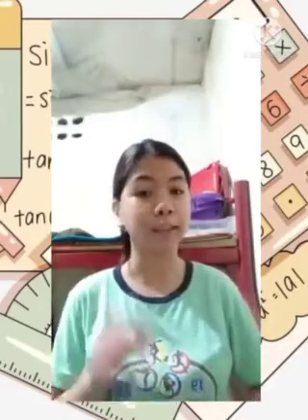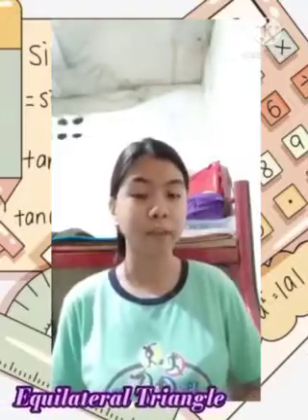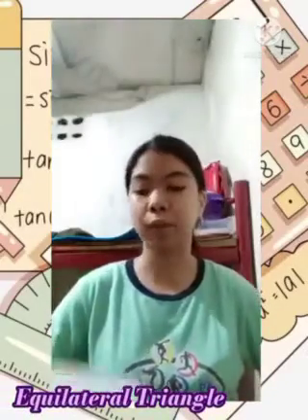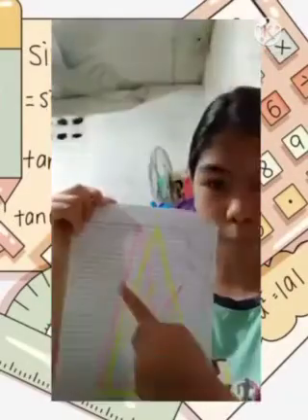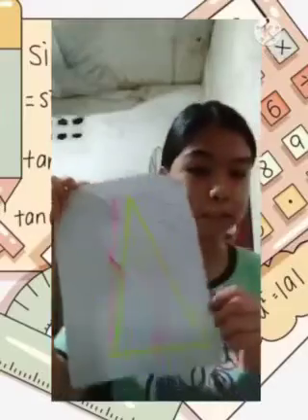If a triangle has three congruent sides, it's called an equilateral triangle. So, this is an equilateral triangle with three congruent sides. 1, 2, 3. Exactly 3 congruent sides.